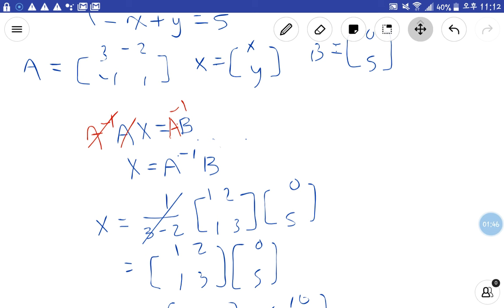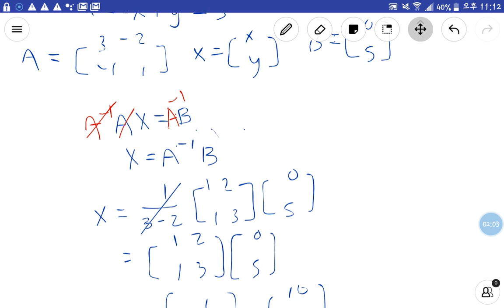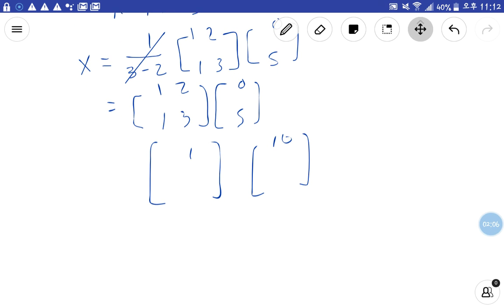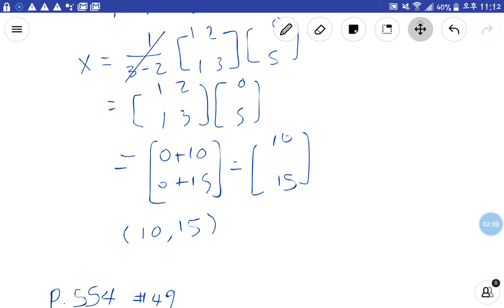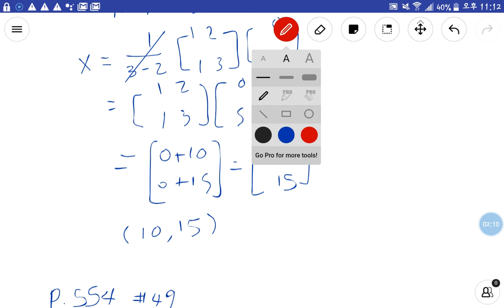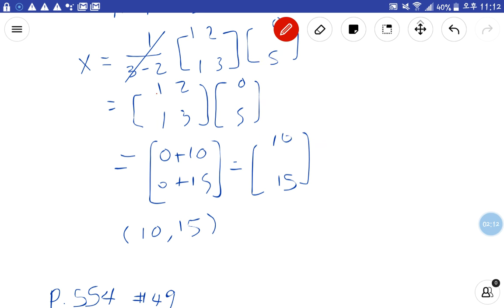So you find the determinant of A, which is 3 minus 2. That will be 1. And then you are going to switch 1 and 3 into different spots, and then negative 2, negative 1 into the opposite sign, which is 2, 1. And then you're going to multiply with 0, 5. So 1 times 0 will be 0. 2 times 5 will be 10. That's going to be your first number.